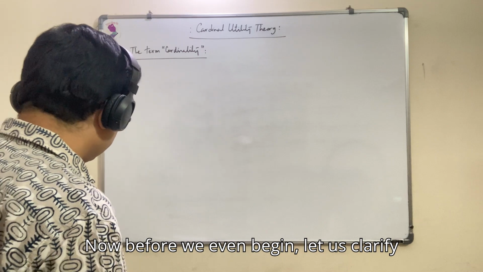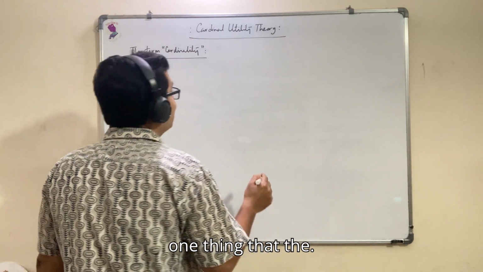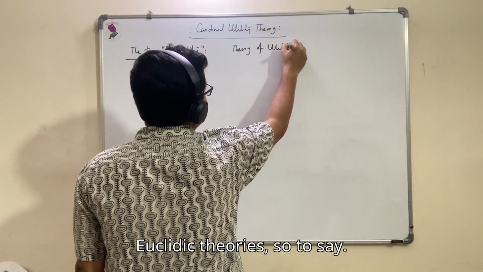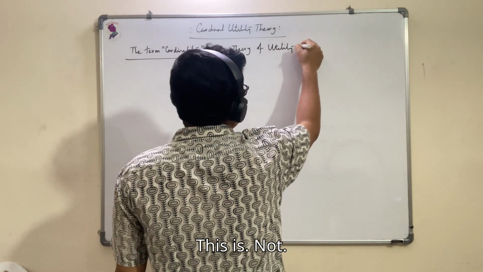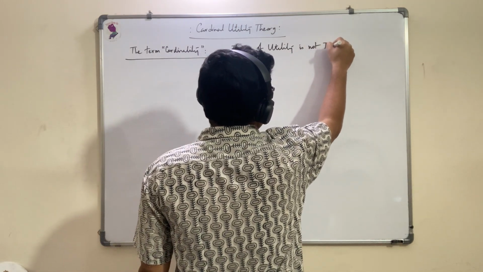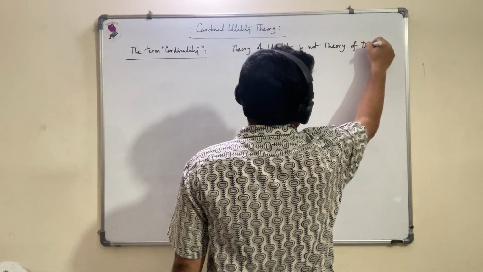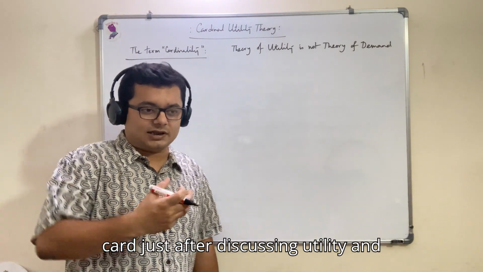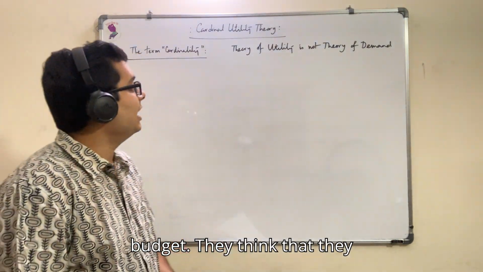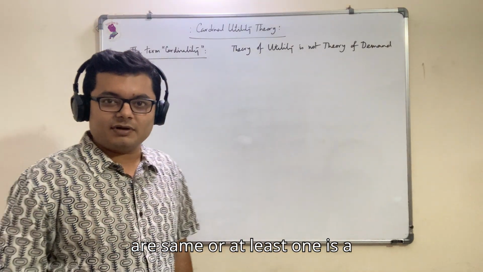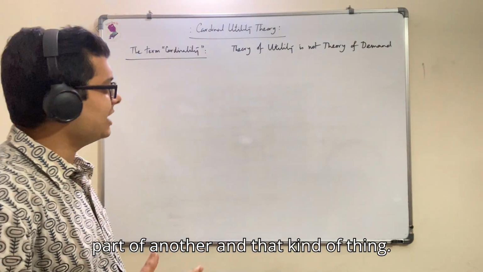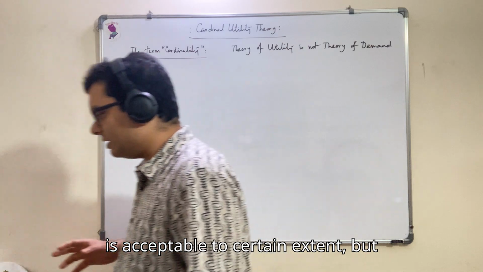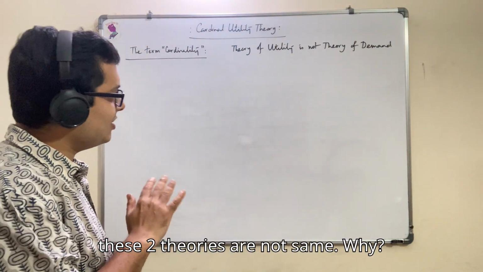Now, before we even begin, let us clarify one thing: the theory of utility, or utility theories, so to say, is not the theory of demand. Most students have this idea, as we derive the demand curve just after discussing utility and budget, that they are the same, or at least that one is a part of the other. Now, the part concept is acceptable to a certain extent, but these two theories are not the same. Why?